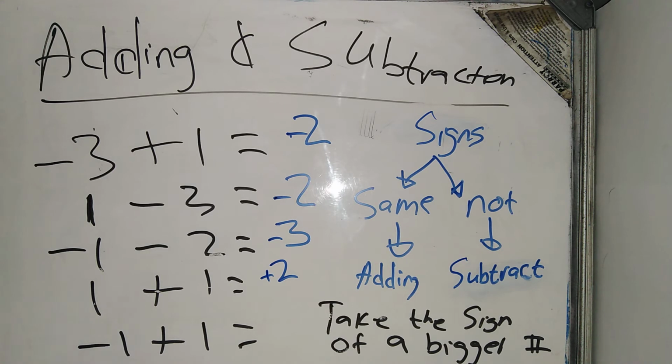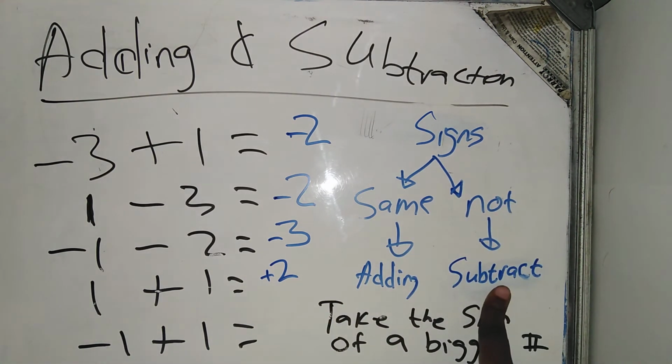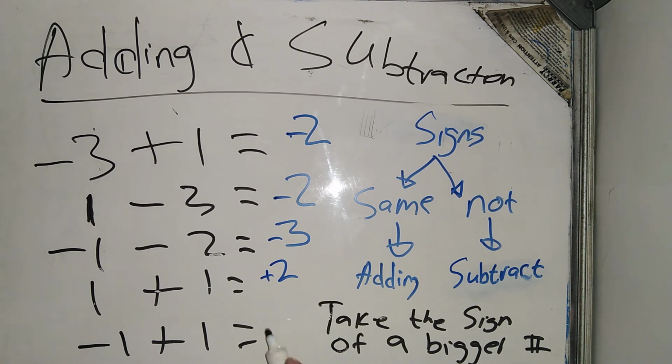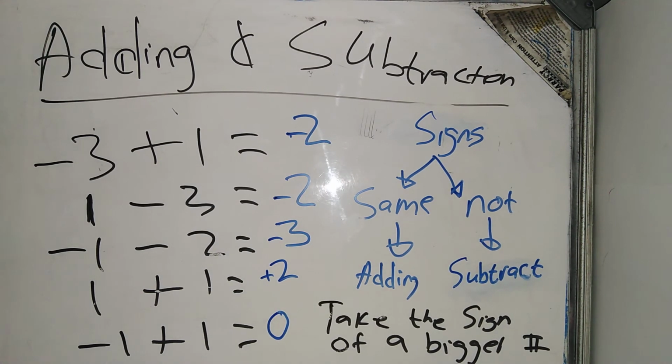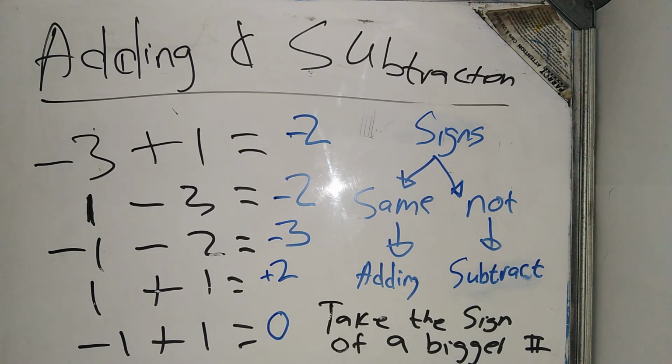Now, lastly, we've got minus 1 plus 1. This is minus 1, this is plus 1. Same or not the same? It is not the same. So what do you do? You subtract. So 1 minus 1, you get 0. Okay. Now, is our 0 negative or is our 0 positive? Now, guys, when it comes to 0, 0 can never be negative. 0 can not be positive. 0 is just 0. It is at the center between negative and positive. So 0 has no sign.